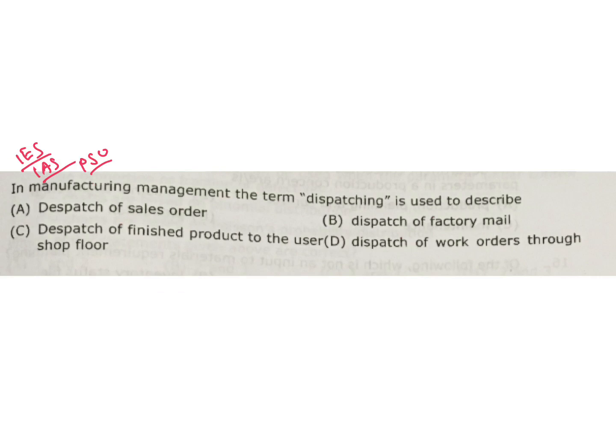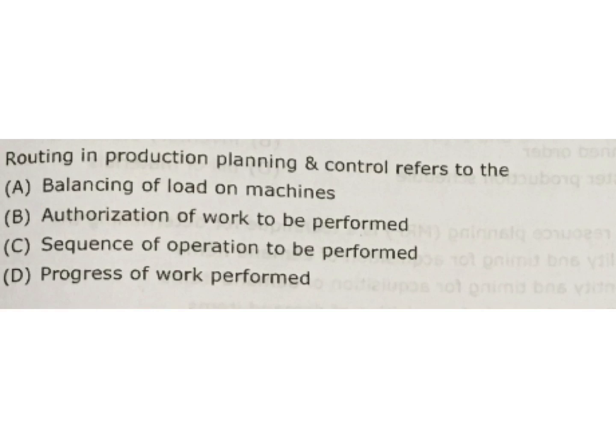In manufacturing management, the term dispatching is used to describe: A. dispatch of sales order, B. dispatch of factory mail, C. dispatch of finished product to the user, D. dispatch of work orders through shop floor. D is the answer.